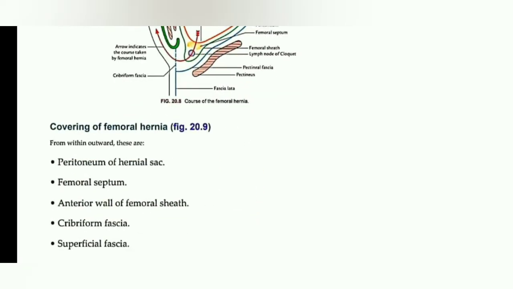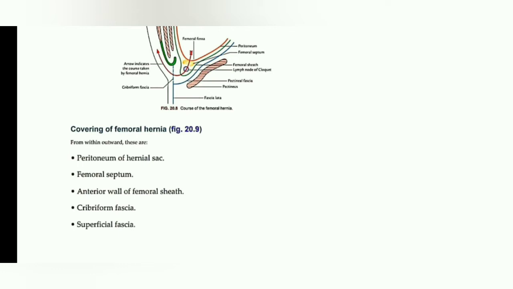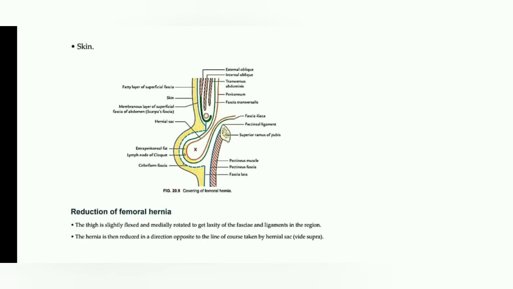So what are the coverings of the femoral hernia? The peritoneum of the hernial sac, femoral septum, anterior wall of femoral sheath, cribriform fascia and superficial fascia, and at the last, skin. Here you can see all the boundaries and all the coverings: hernial sac, then extraperitoneal fat, then cribriform fascia, then superficial fat, then skin.